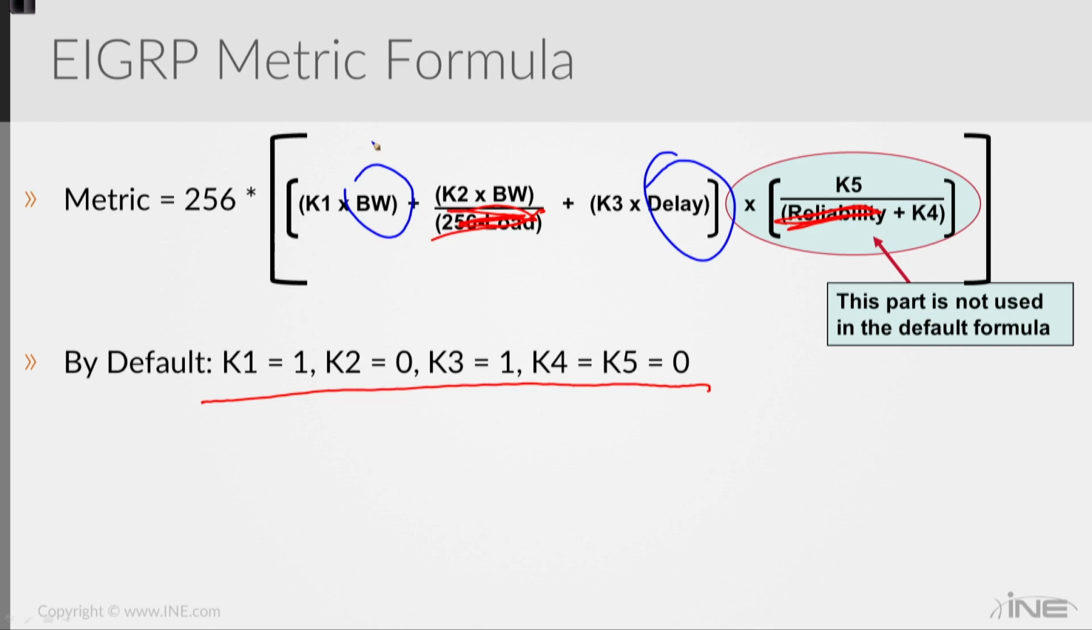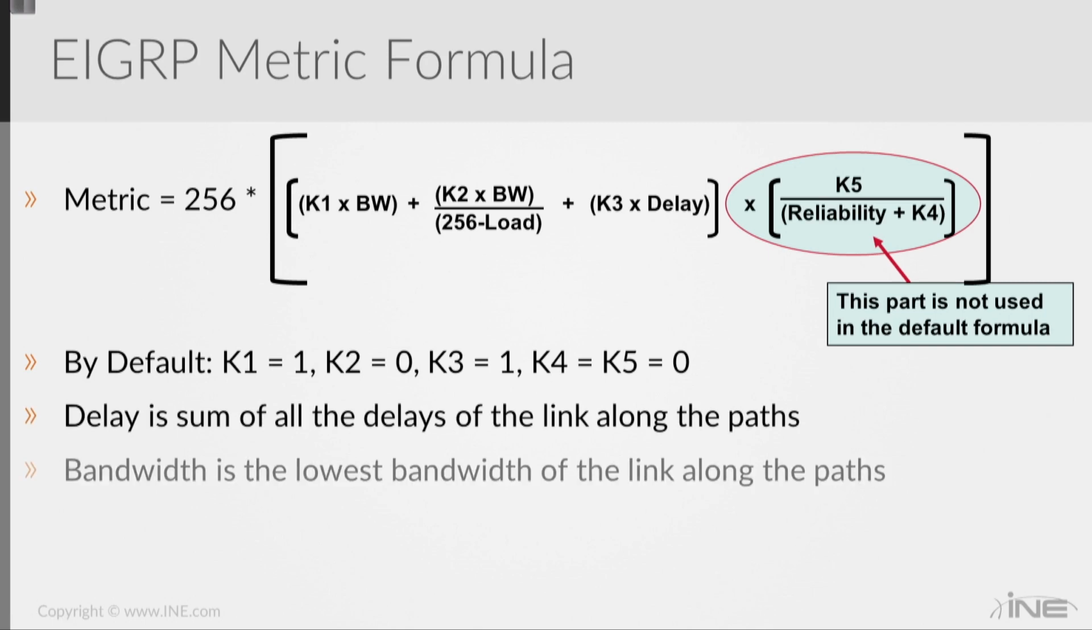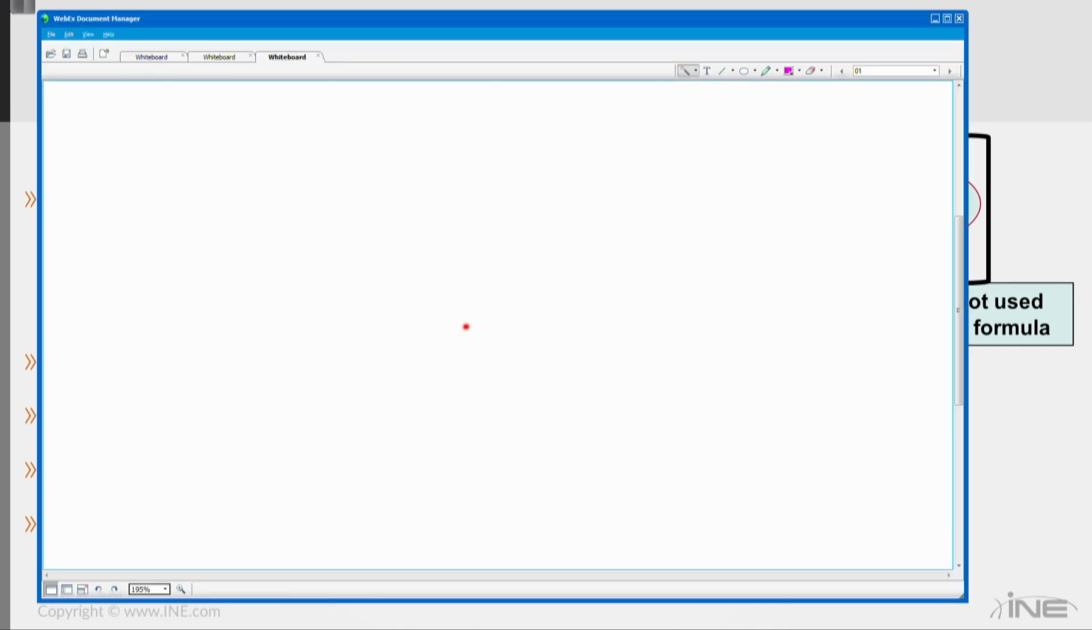Now, what you do need to know, though, for the CCNA is this next section. The delay is the sum of the delays along the path, and the bandwidth is the lowest bandwidth of the links along the path. What does that mean? Well, that means this. Let's imagine for a moment that I have some routers here.